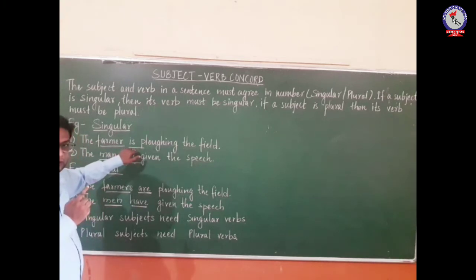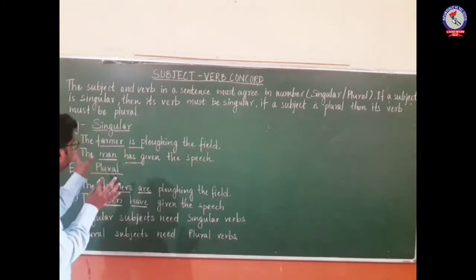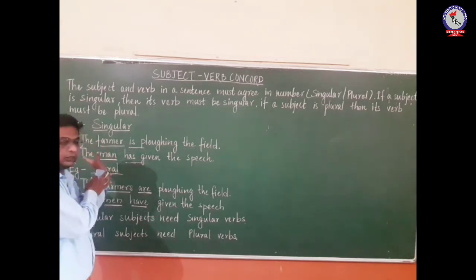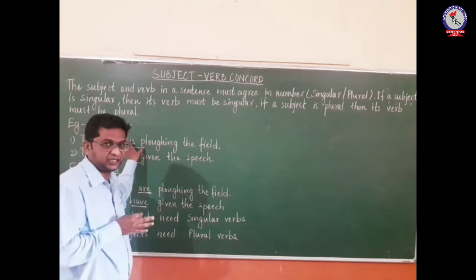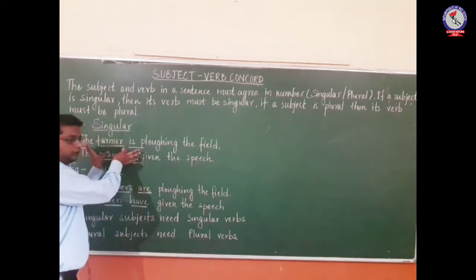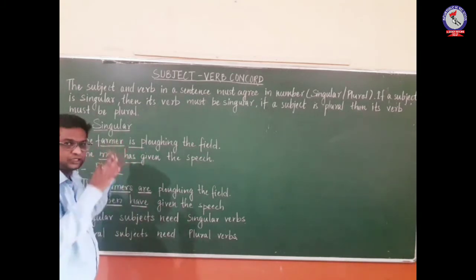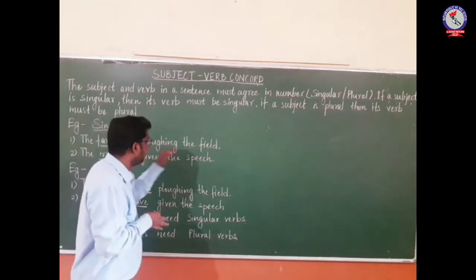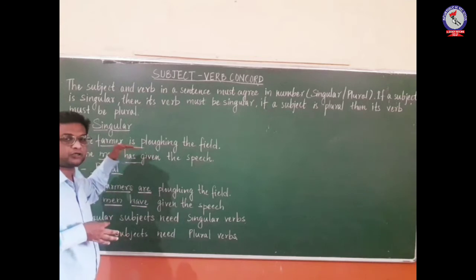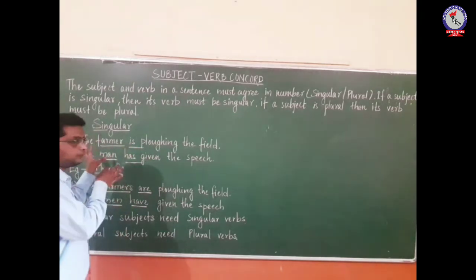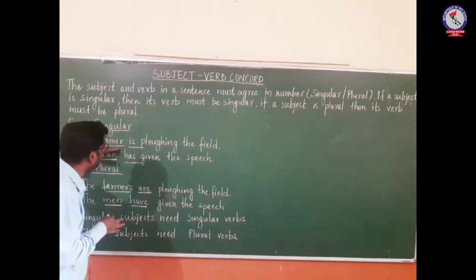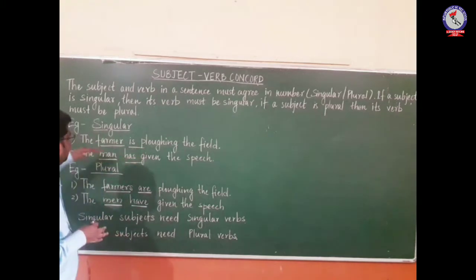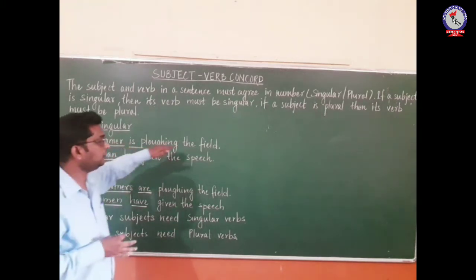and this is the verb. So here you see the farmer, the subject, is singular, and the verb in this sentence will also be singular. So there is an adjustment or agreement between the subject and the verb in this given sentence. Both are in agreement. If the subject is singular, the verb will be singular. Therefore, the farmer is plowing the field.